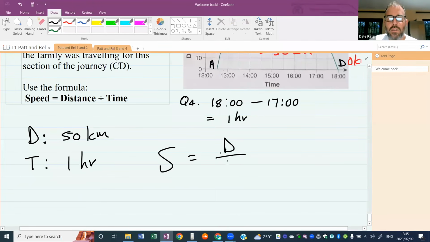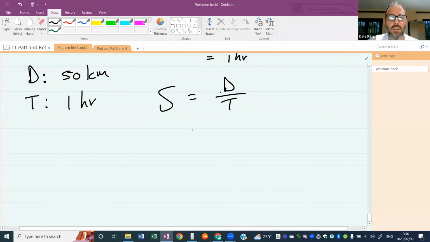Distance over time. That's also divide, isn't it? It's the same thing. Okay. Now I'm going to replace these letters with the values. So the distance was 50 kilometers. The time is 1 hour.